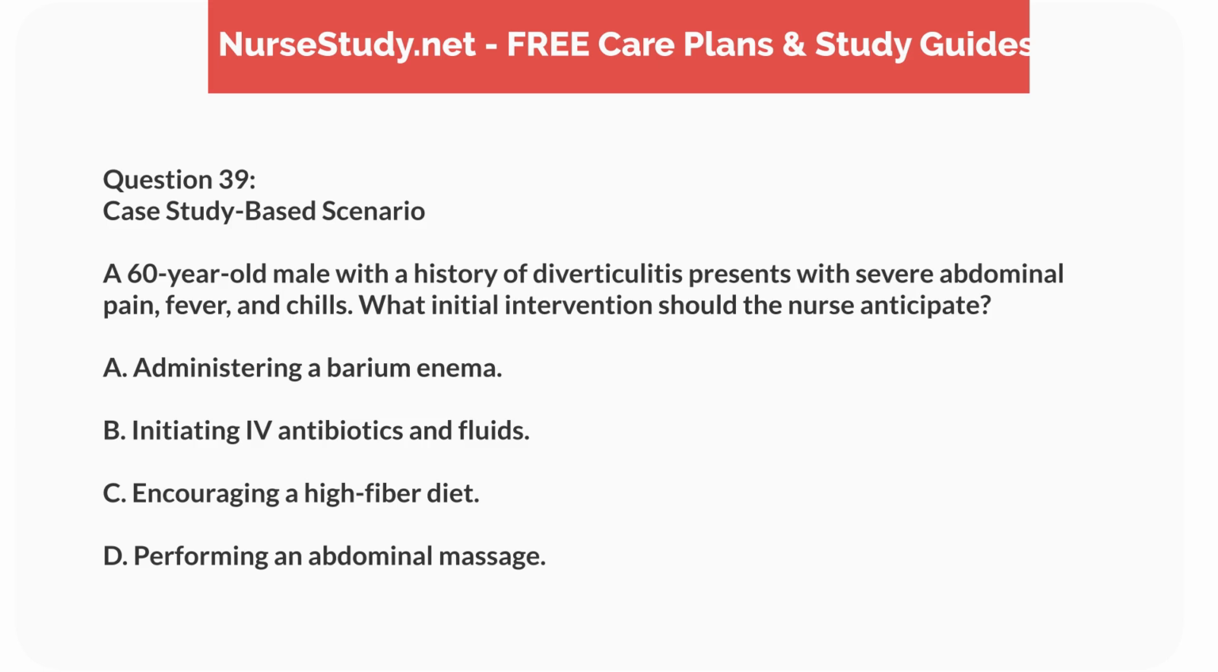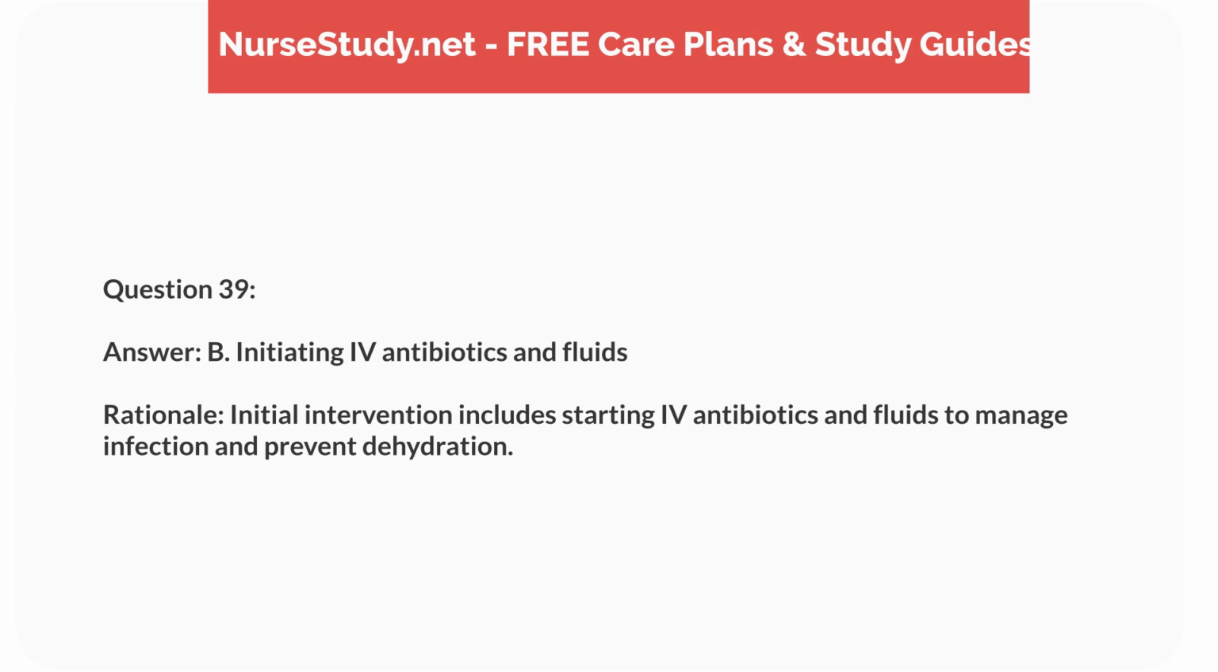A. Administering a barium enema. B. Initiating IV antibiotics and fluids. C. Encouraging a high-fiber diet. D. Performing an abdominal massage. Answer: B. Initiating IV antibiotics and fluids. Rationale: initial intervention includes starting IV antibiotics and fluids to manage infection and prevent dehydration.